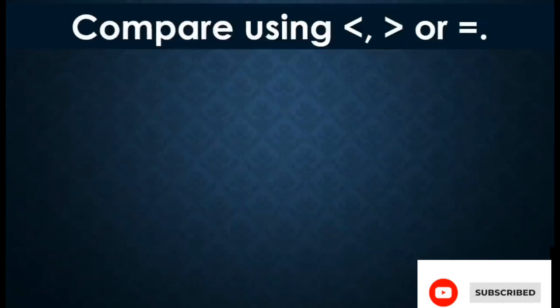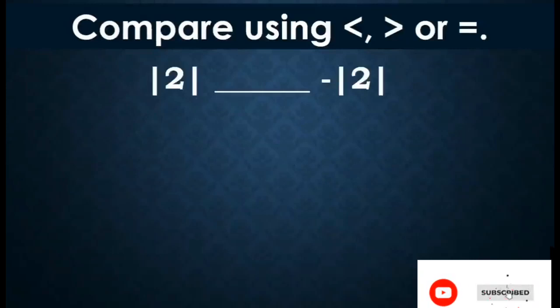Good. Now we are going to compare using the less than, greater than, or equal sign. The absolute value of 2 is blank, the negative of the absolute value of 2.